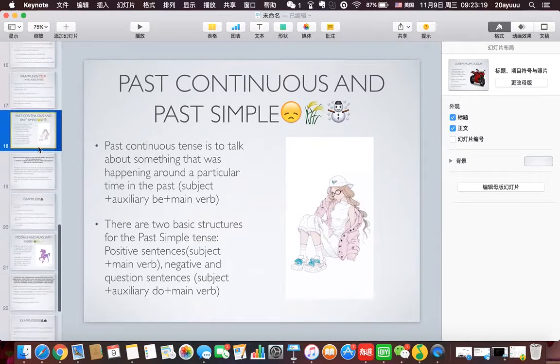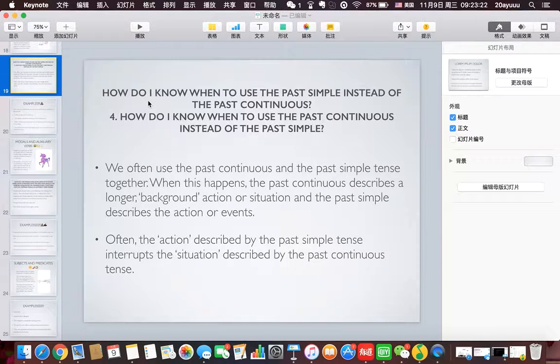Oh, thank God, it's almost the end. How do I know when to use the past simple instead of the past continuous? How do I know when to use the past continuous instead of the past simple? We often use the past continuous and the past simple tense together. When this happens, the past continuous describes a longer background action or situation, and the past simple describes the action or event. Often, the action described by the past simple tense interrupts the situation described by the past continuous tense.